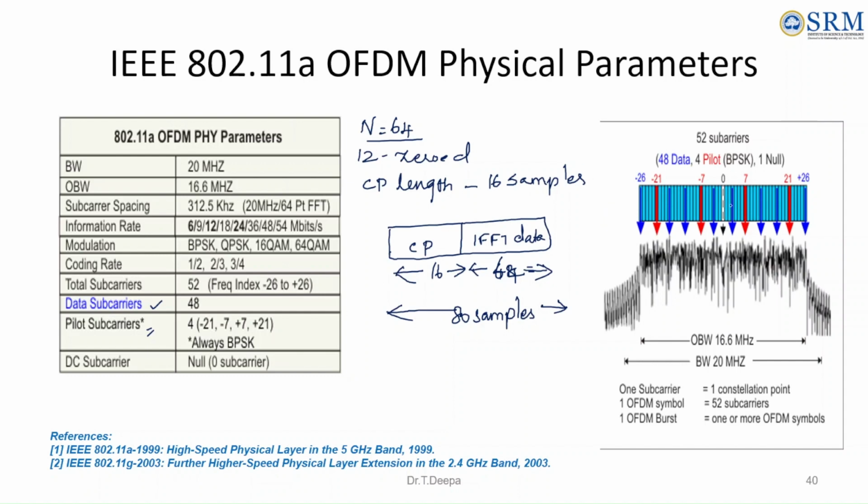As you can see on the right side, this is the OFDM symbol in the frequency domain with the subcarriers. The bandwidth of the signal is 20 megahertz, and here 48 data subcarriers and 4 pilot subcarriers are used. The error correction code is a convolutional code with one of three possible code rates.